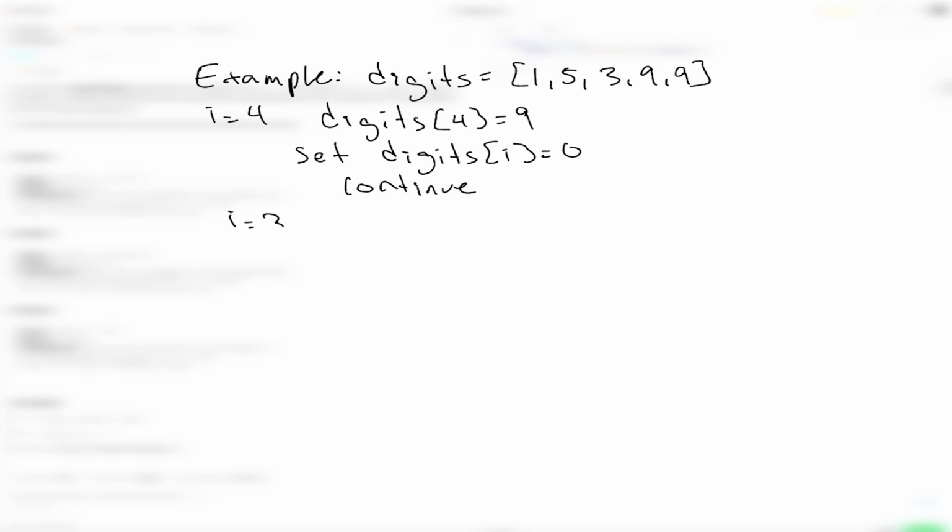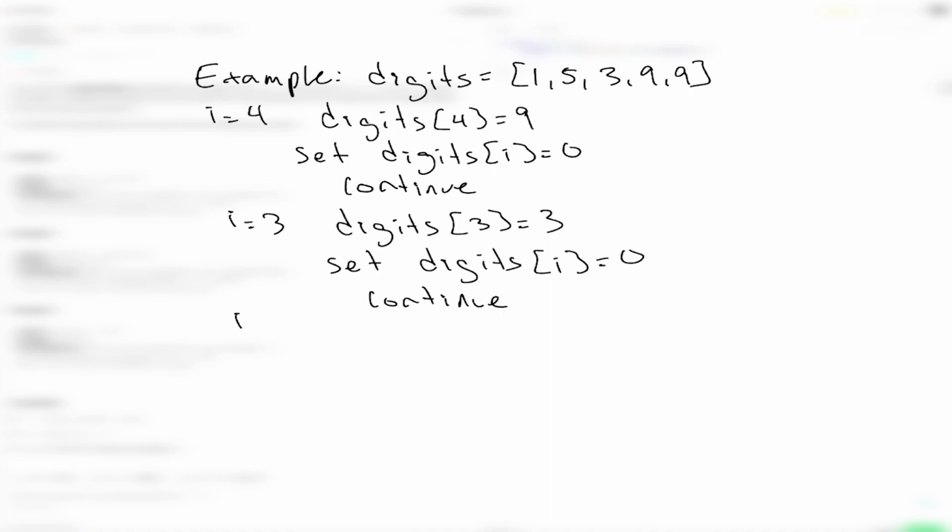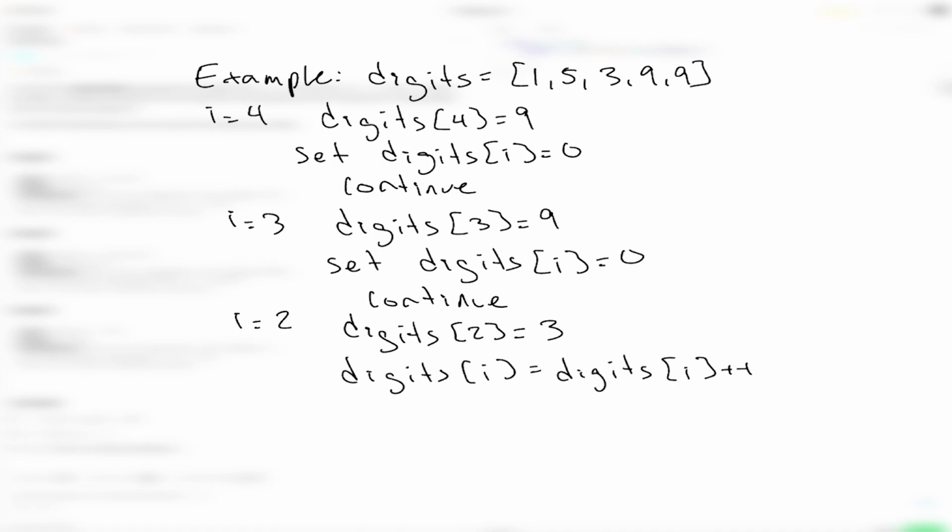For i equal to 3, our digits of 3 is equal to 9 again. So once again, we'll set digits of i equal to 0 and continue. For i equal to 2, now our digits of 2 is equal to 3. So now we just say digits of i is equal to digits of i plus plus, and then we want to return digits. And digits will equal 15400, which is correct. We added 1 to the value.